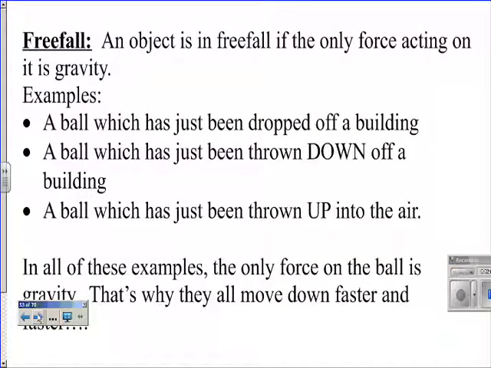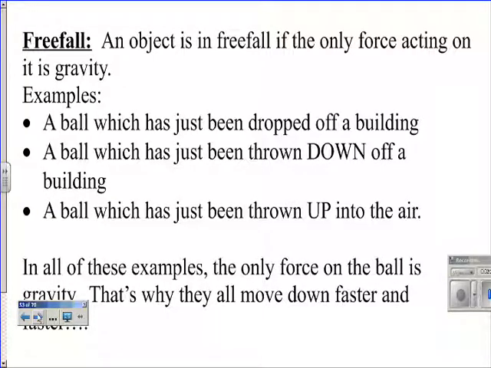All right, so free fall. The definition of free fall: an object is in free fall if the only force acting on it is gravity. The word free fall itself is a little bit misleading because usually you think of the word fall and you picture something falling downward. But it turns out that to be in free fall, that doesn't necessarily have to be the case. If you drop a ball, as soon as you let go of it, it's in free fall, so that's your first example.